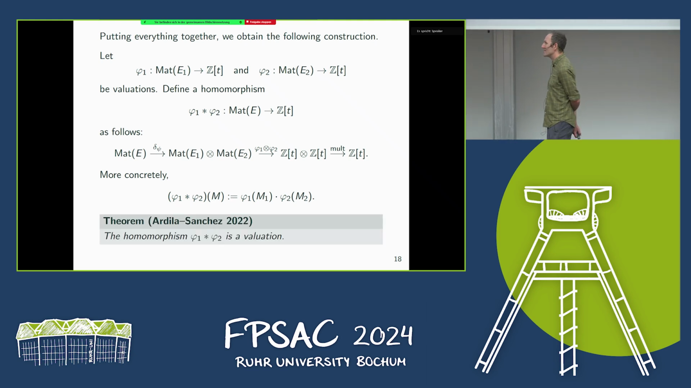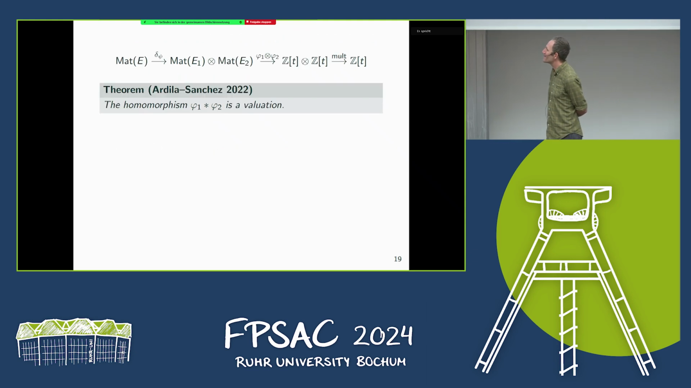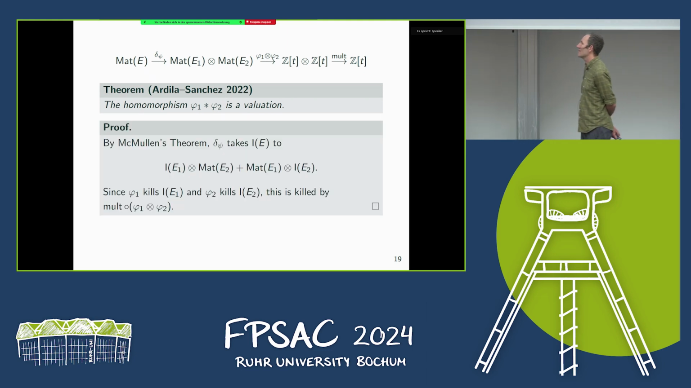So a theorem of Ardila and Sanchez from 2 years ago is that this new homomorphism is also a valuation. Okay. So here's the procedure again. So phi1 star phi2 is also a valuation. So let me explain how we can get from here to valuativity of the Chow polynomial. Well, let me quickly give a proof of this theorem.